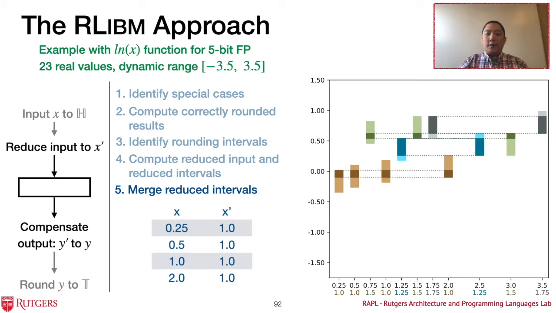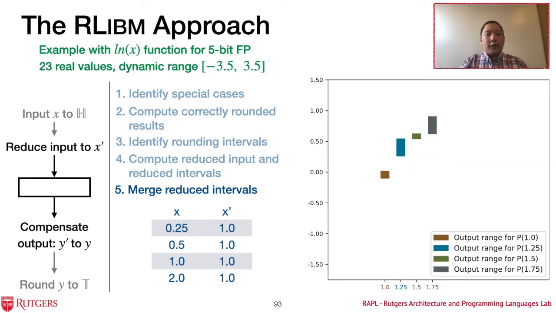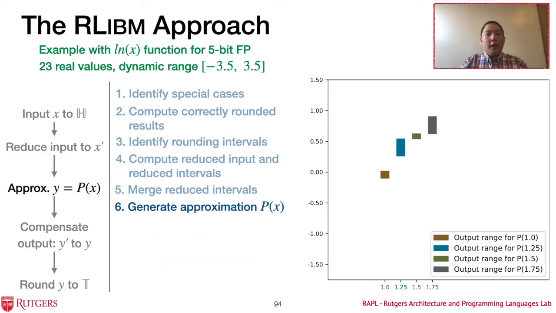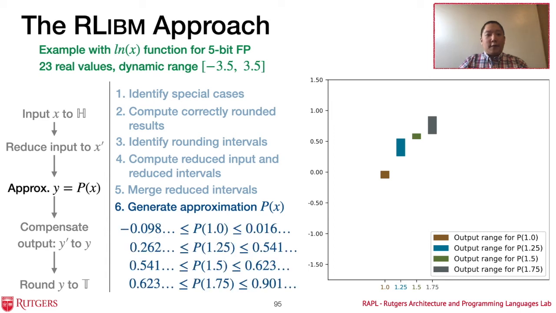Therefore, if there are any reduced intervals that correspond to the same reduced input, we merge the intervals by computing the common region. In our graph, we show the reduced intervals corresponding to the same reduced inputs with the same color, and highlight the common region with a darker shade of the color. Once we merge the reduced intervals, we're left with 4 reduced intervals, with reduced inputs ranging from 1.0 to 1.75. These reduced inputs and intervals tell us what the inputs and the outputs to our polynomial approximation have to be. So our final step is to generate a polynomial approximation p of x using these 4 input-output constraints.